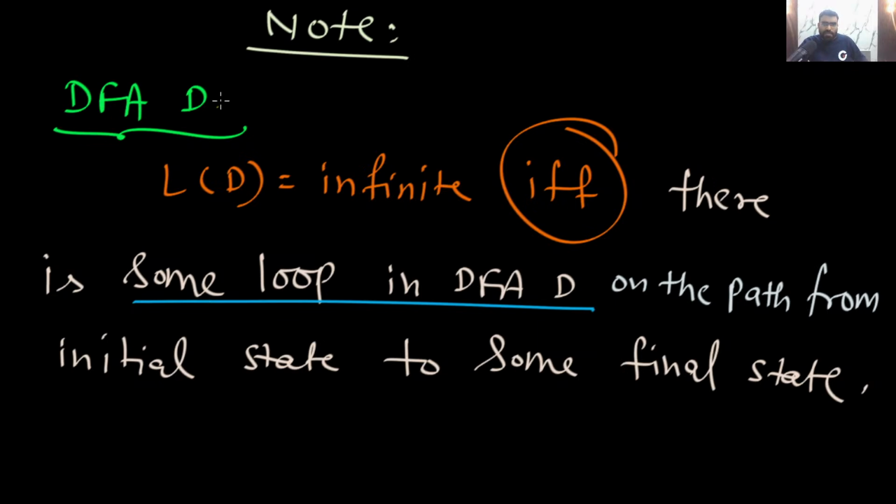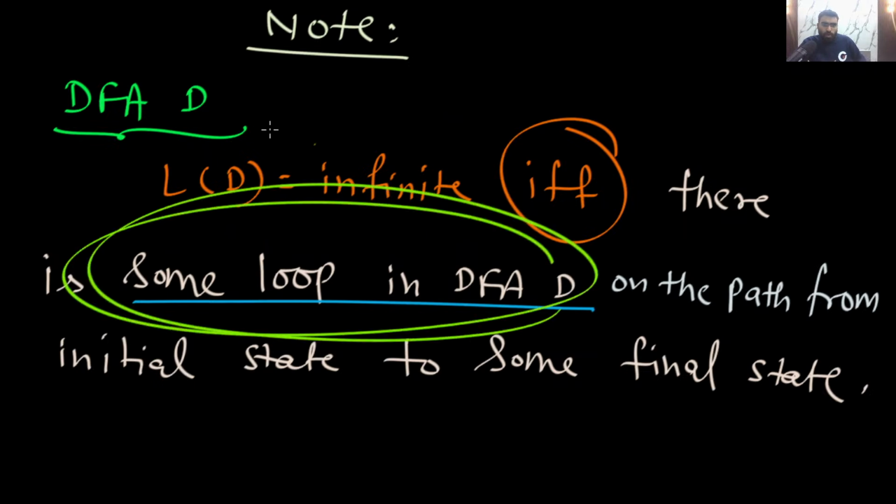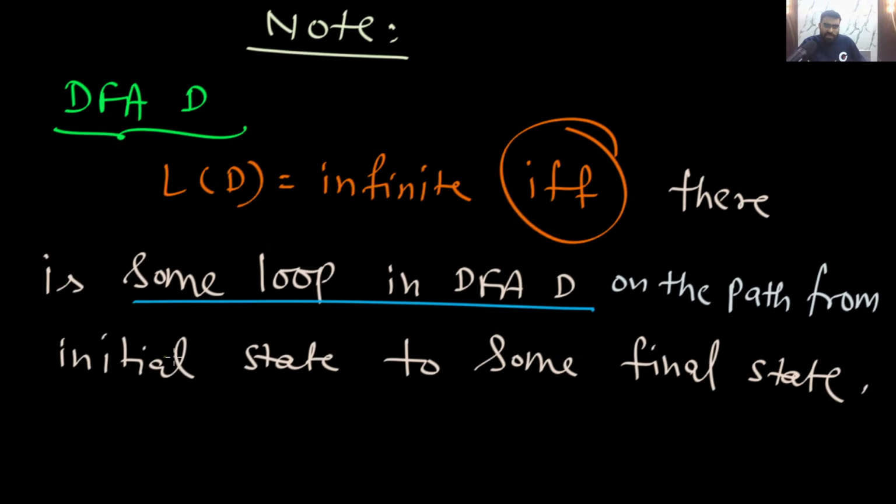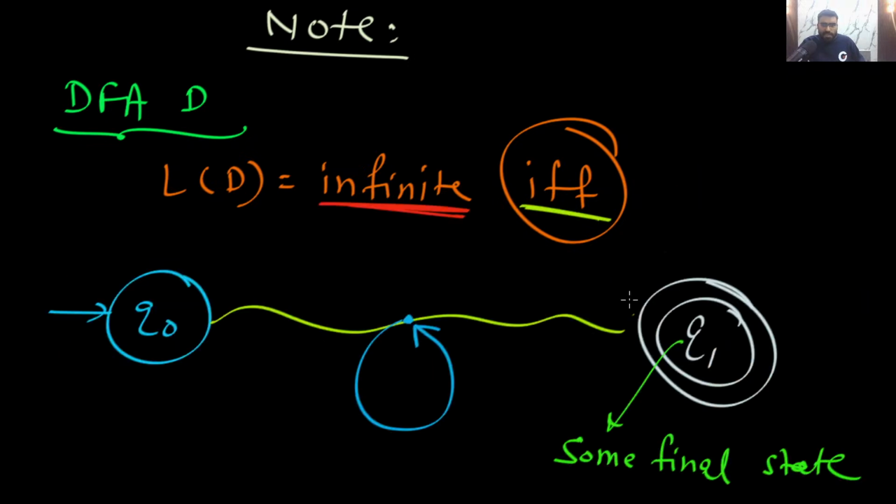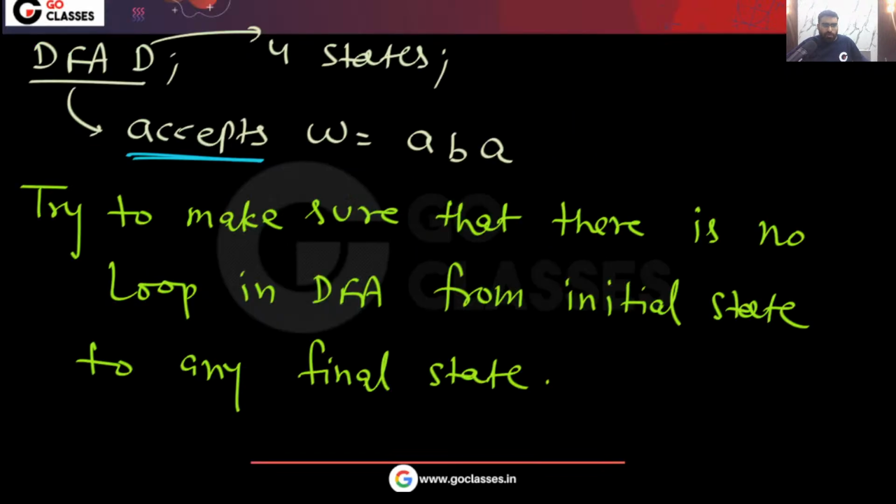Let me know, is this point clear? This is a very simple point. If you have a DFA, then the language will be infinite if and only if there is some loop on the path from the initial state to some final state. If there is some kind of loop, then the language will be infinite.